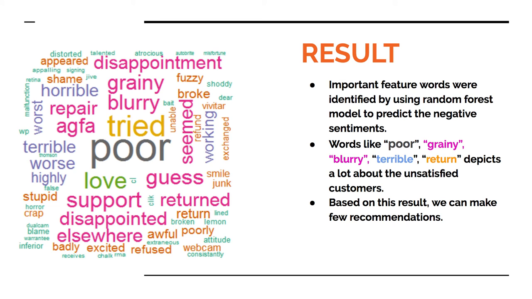Result: important feature words were identified by using the random forest model to predict the negative sentiments. Words like poor, terrible, returns depict a lot about the unsatisfied customers. Based on this result, we can make a few recommendations.